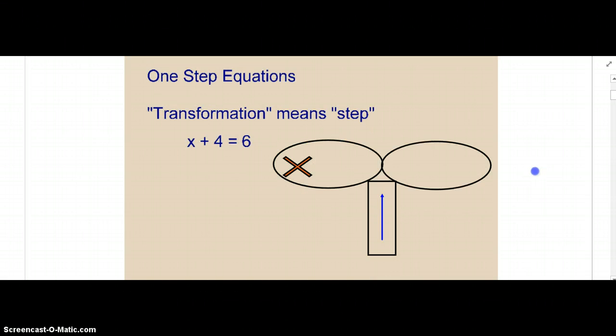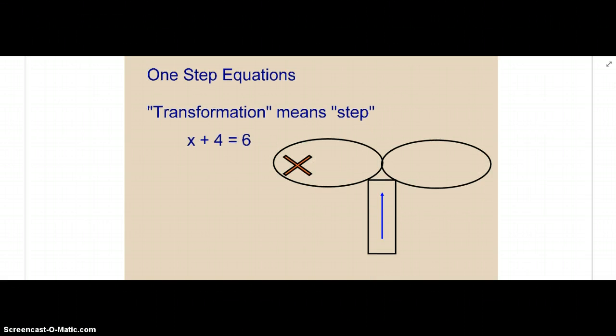I have a picture or a diagram of a balance beam. On this balance beam, on the left-hand side, I have an x. With it, I'm going to have 4 positives. On the other side, I have 6 positives. So how many positives must x represent in order for the two sides to be balanced? 2, right? Well, that's obvious here.